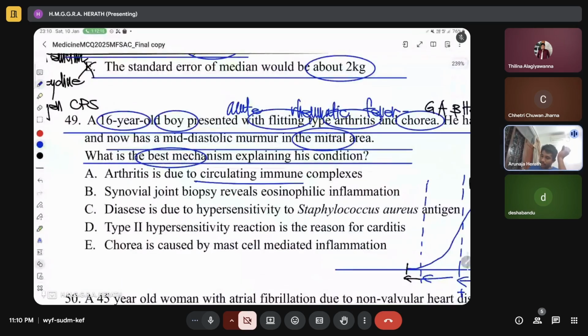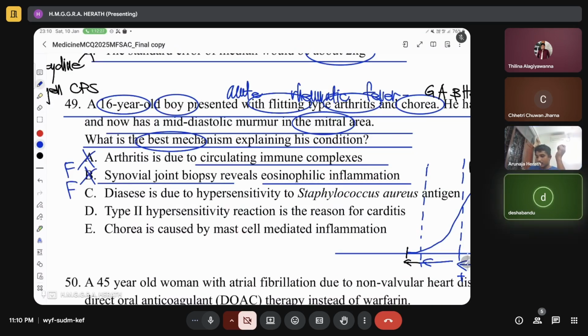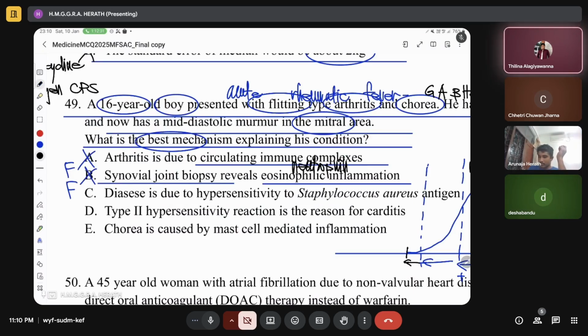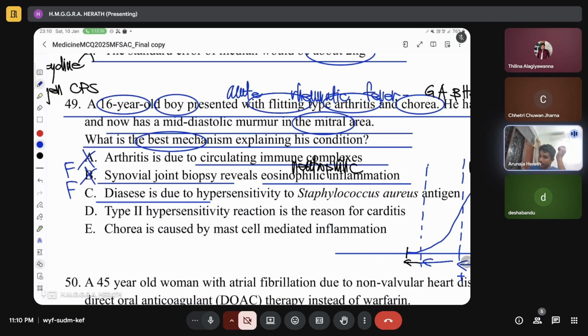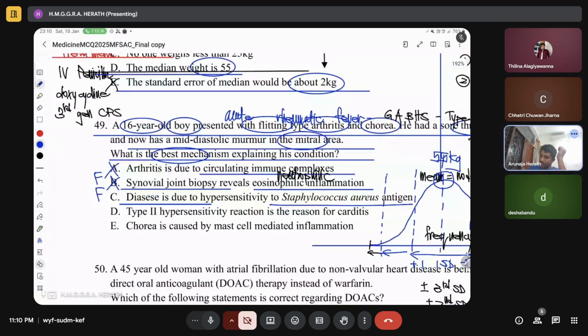Arthritis is due to circulating immune complexes, true or false? False, antibodies. Synovial joint biopsy reveals eosinophilic inflammation, true or false? False, neutrophilic inflammation. Disease is due to hypersensitivity to staphylococcal antigen, true or false? False, streptococcal antigen.